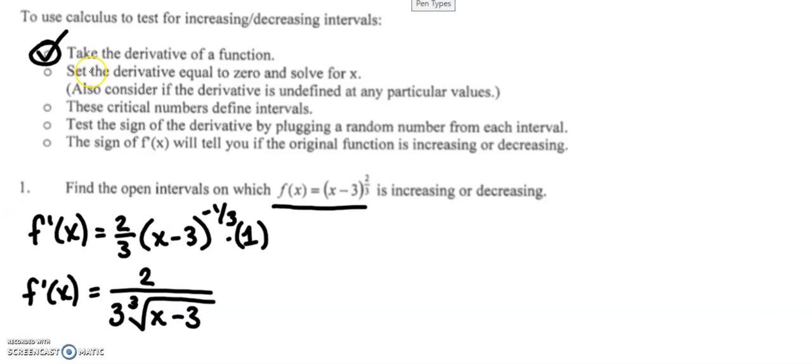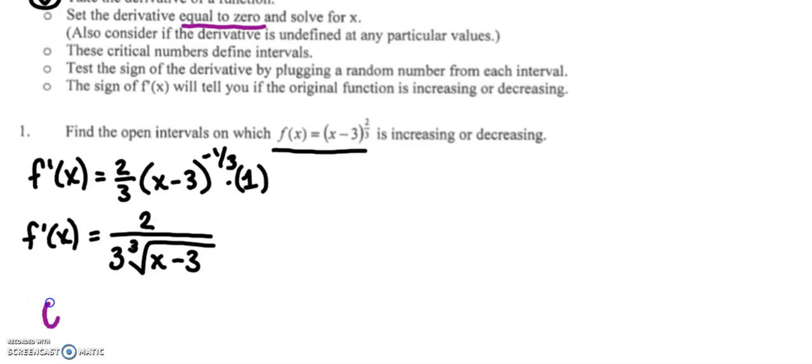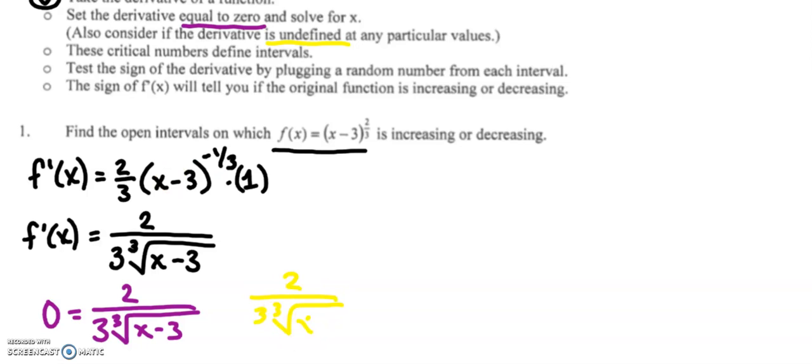The next thing then is set the derivative equal to 0 and solve for x. So here's the derivative. I'm going to set that equal to 0. Okay, and then it also says consider if the derivative is undefined. So I want to see, is 2 over 3 cubed root of x minus 3, is that ever undefined? Notice I don't set it equal to undefined because we can't be equal to something that is not defined.